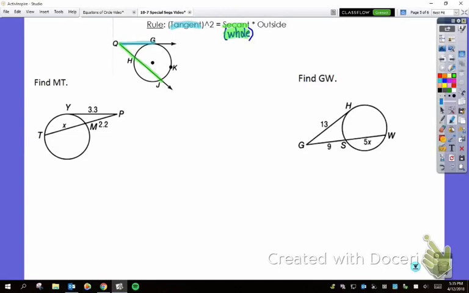So QG would be our tangent, equals the whole secant, which would be from Q to J, times the outside. And our outside would be from Q to H, right there. So we would say in our equation that QG squared equals QJ times the outside, which is QH. Now, this one also intersects outside the circle, just as a point of reference for later on.